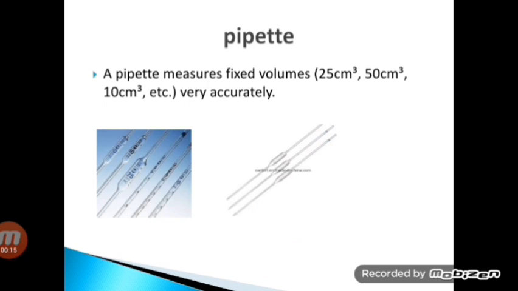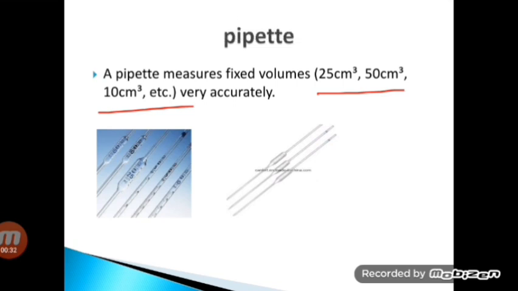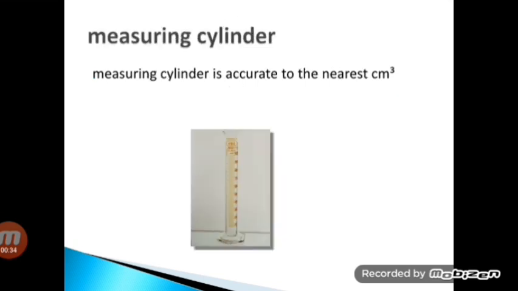The next apparatus used to measure volume of liquid is the pipette. A pipette measures fixed volume very accurately. So what are those fixed volumes? 25 cubic centimeter, 50 cubic centimeter, and 10 cubic centimeter are the fixed volumes which will be accurately measured by the pipette. Next one is the measuring cylinder.